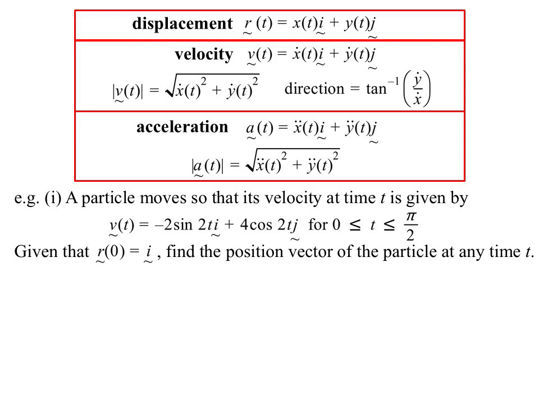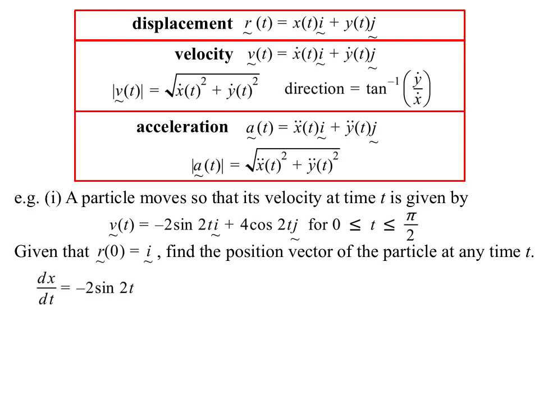So if I get something like this now, my particle's moving and I've been given the velocity vector for it: minus 2 sine 2t in the horizontal direction, 4 cos 2t in the vertical direction. Given that initially, because that's when t would be 0, it's simply i. In other words, it's at the point x equals 1. Find the position vector at any time.